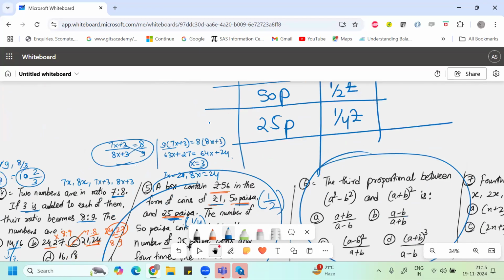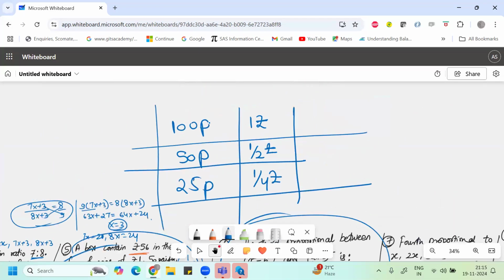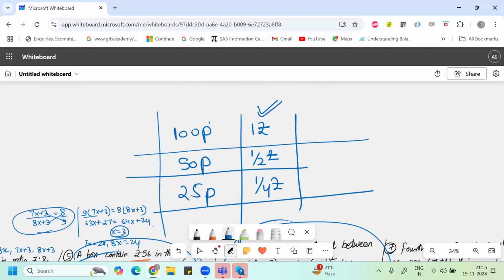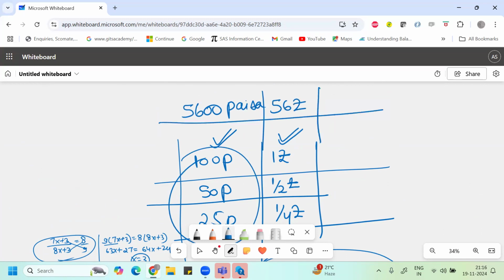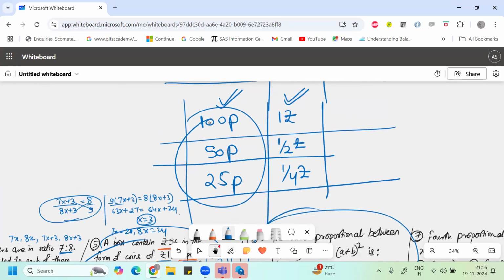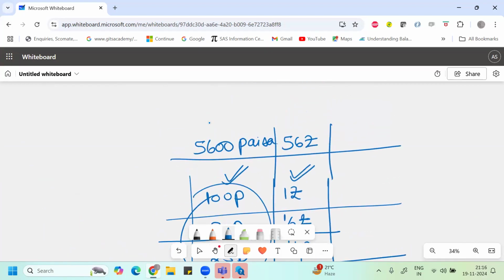If you write in rupees, it would be better, guys. Otherwise you can write in paisa also; it's all up to you. But if you write in paisa, then in total you have 5600 paisa. Remember this: in this case you have 56 rupees. If you are writing everything in paisa, then remember that in total you don't have 56 rupees, you have 5600 paisa.